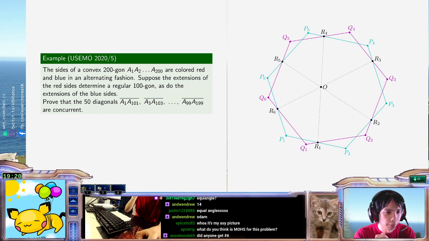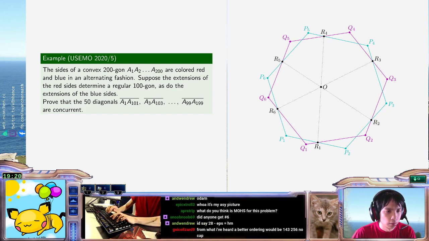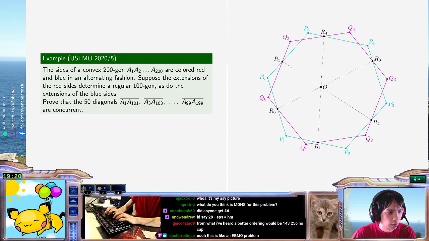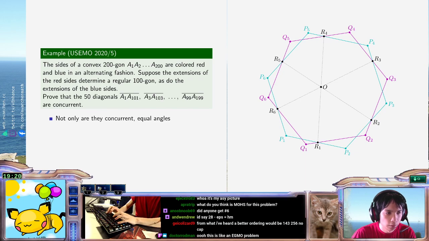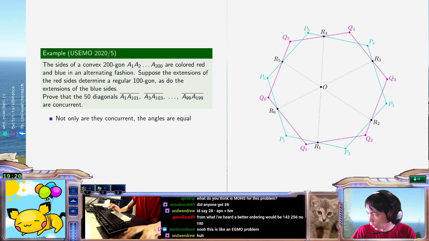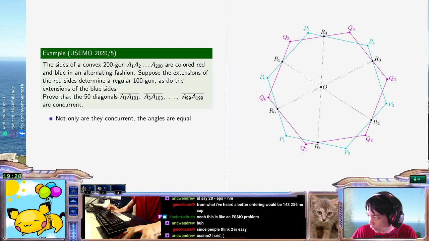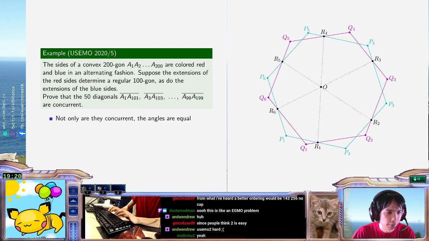Yeah, but the thing I want to say is I claim not only are they concurrent, the angles are equal. I claim, in fact, that these are 60-degree angles. And if that's going to be true, that gives you a big hint what the key point is. In fact, I claim O is the center of the spiral similarity.